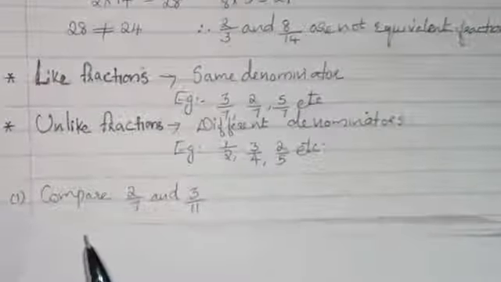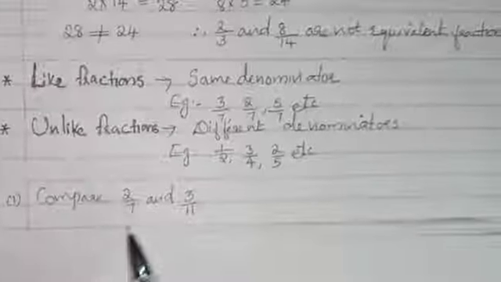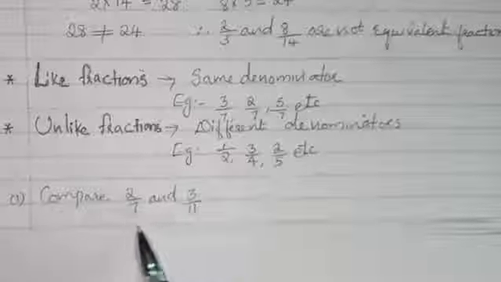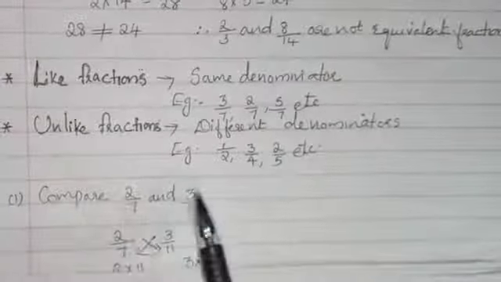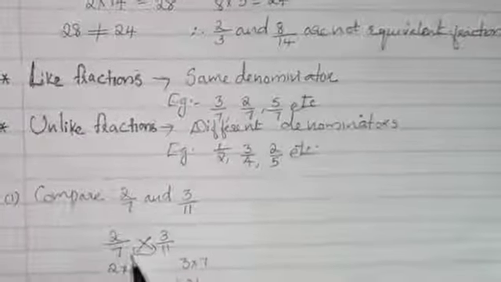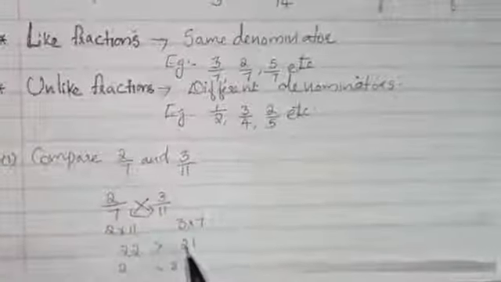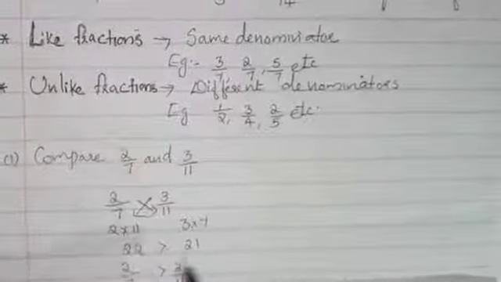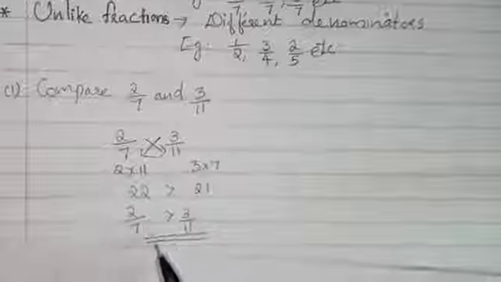Next, comparison of unlike fractions. Compare 2 by 7 and 3 by 11. These are unlike fractions. Why? The denominators are different. By applying cross multiplication, 2 into 11 is 22, 3 into 7 is 21. So 22 is greater than 21. So 2 by 7 is greater than 3 by 11.